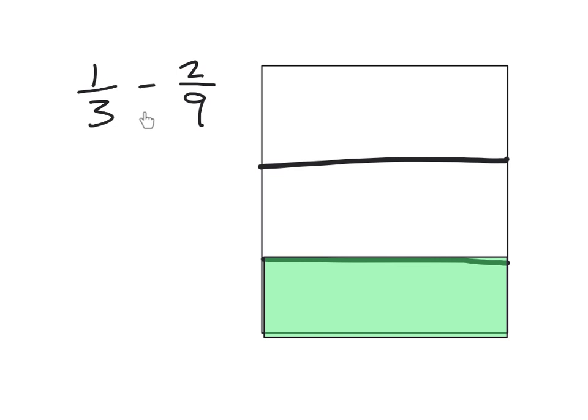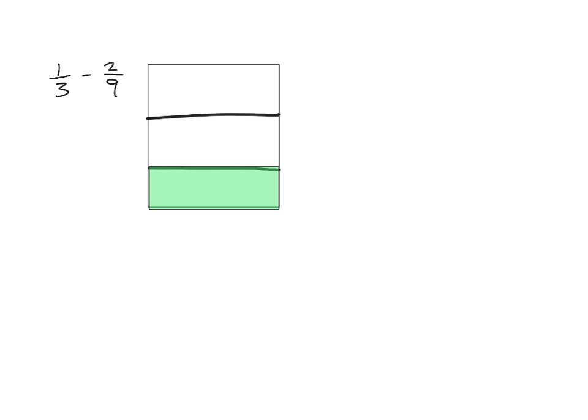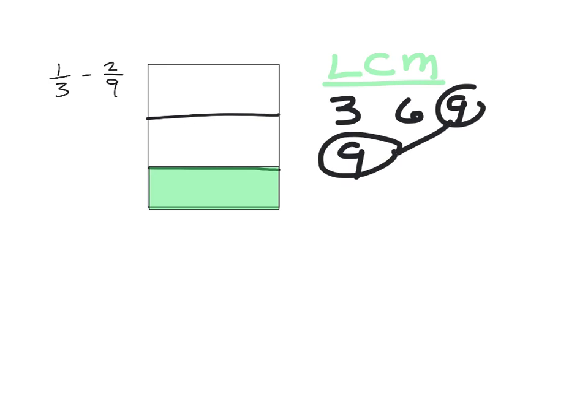So now I've got 1/3 here, but I can't subtract 9ths, right? So the first thing I got to do is find my LCM, which stands for least common multiple. So I'll write 3 right here, and then 9 right there, and then I'll count by threes, right? 3, 6, and bingo, right there. 9 is your least common multiple.